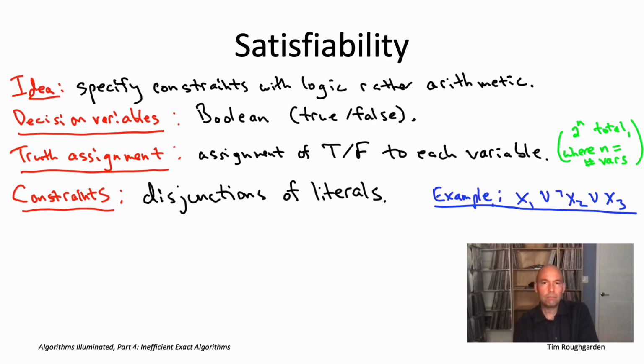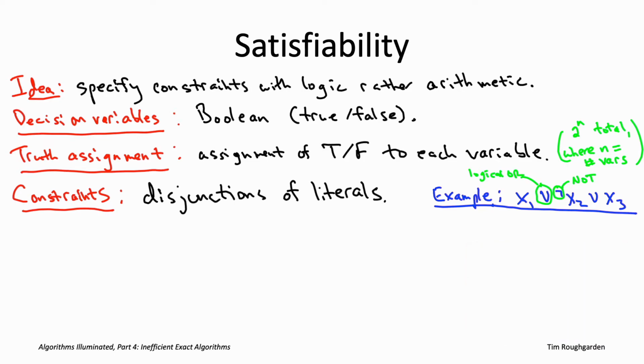As far as the notation, I don't know if you've seen it before, but you can see there's this little v in between the x1 and the not x2, and in between the not x2 and the x3. That v is just the symbol for logical or. Meanwhile, that upside down L in front of the x2 just denotes not. So if x2 is true, then not x2 is false. If x2 is false, then not x2 is true.